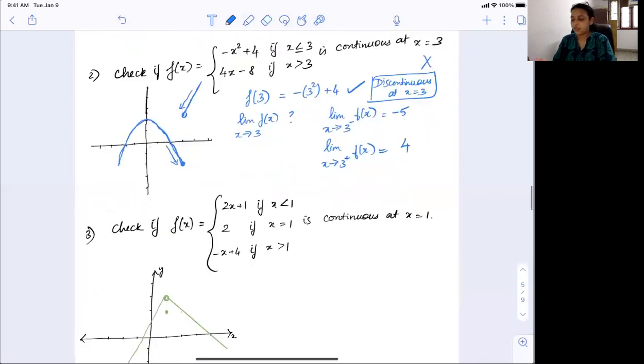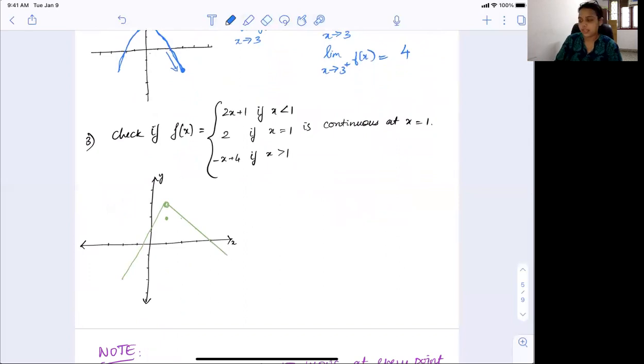And I'm going to leave the third one as an exercise for you to check if it is continuous at x is equal to 1. Check for the functional value at 1. Check if the limit exists at x is equal to 1. And check if the limit is equal to the functional value at that point. So that is going to be an exercise for you.